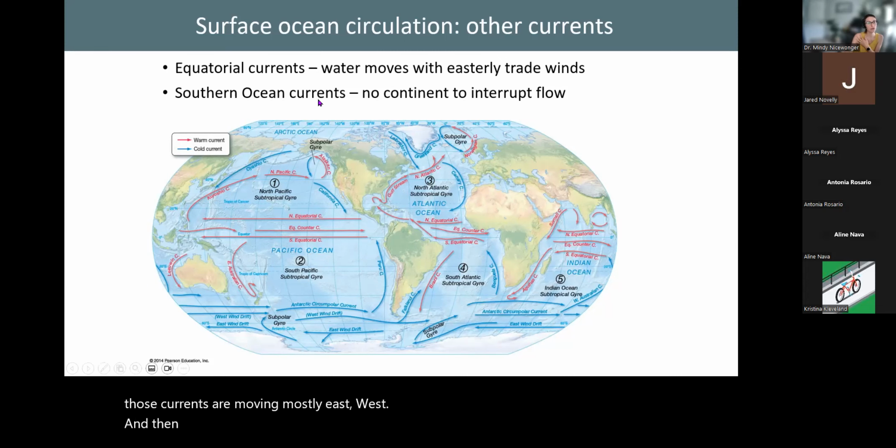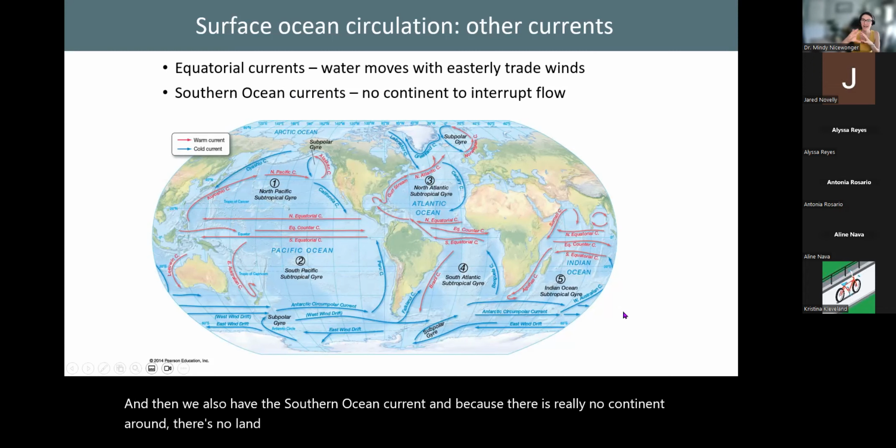And then we also have the Southern Ocean current. And because there is really no continent around, there's no land to break up the Southern Ocean, you get a pretty much continuous flow in the Southern Ocean. All right.